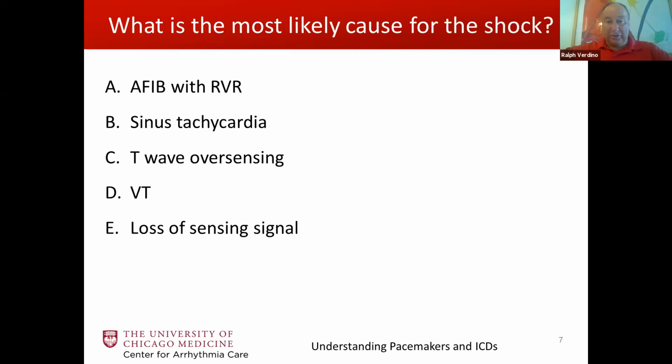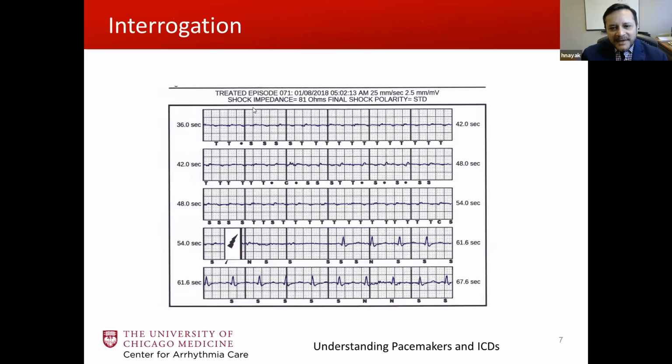We have a bunch of E's so far, uniformly. Oh, good. So not rocket science, right? We saw basically a disappearance of the subcutaneous electrogram. There's loss of sensing signal.